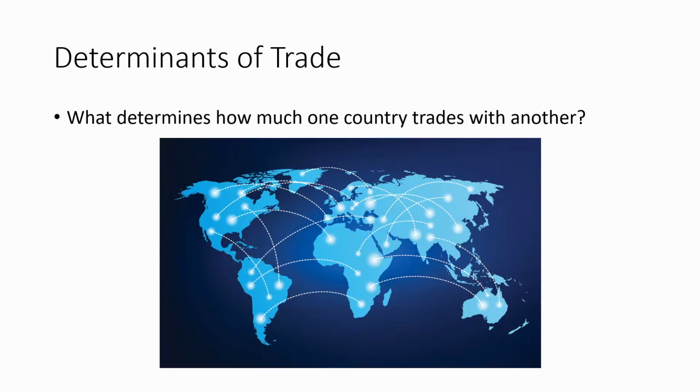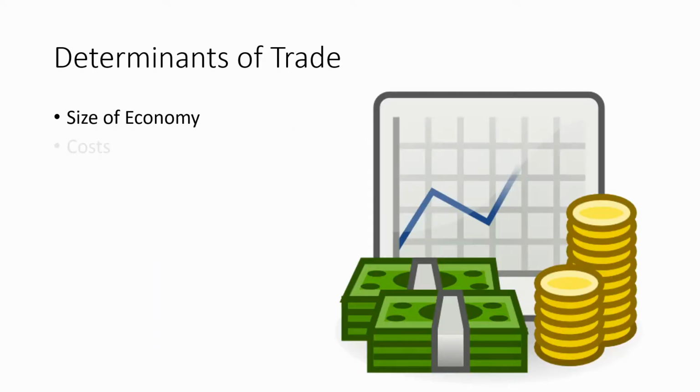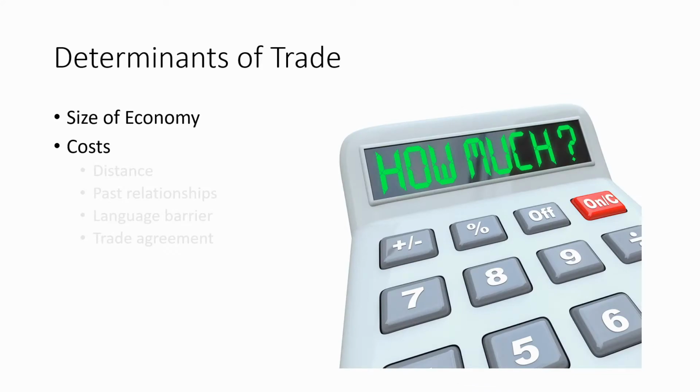In this video, we're going to talk about the determinants of trade, which is just what determines how much one country is going to trade with another. The largest determinant of trade is the size of the economy. So larger countries are going to be able to trade more often, and they'll trade more often with other countries which are larger. Other determinants of trade are different costs.